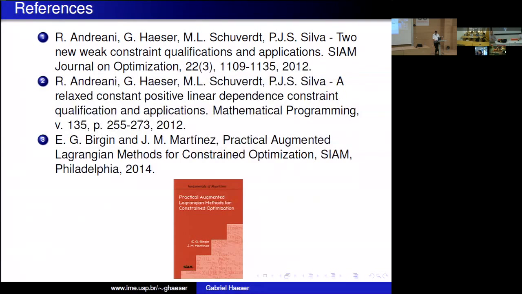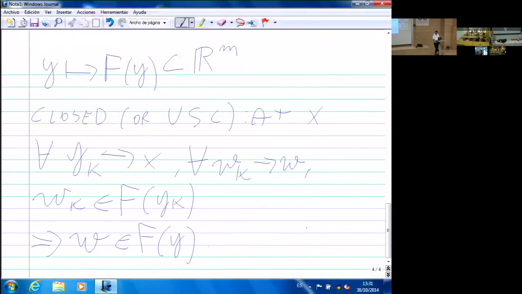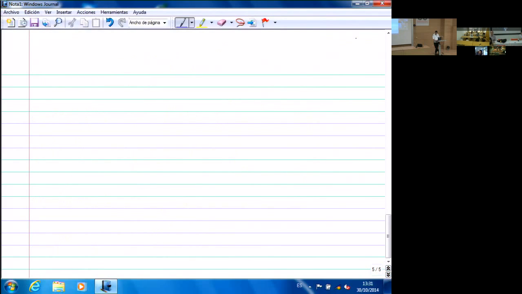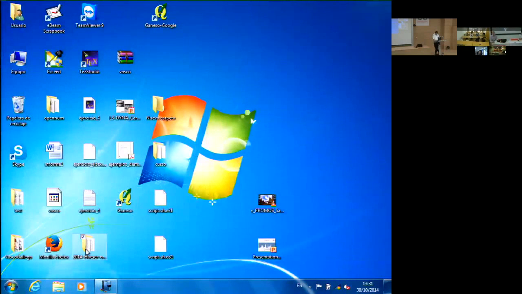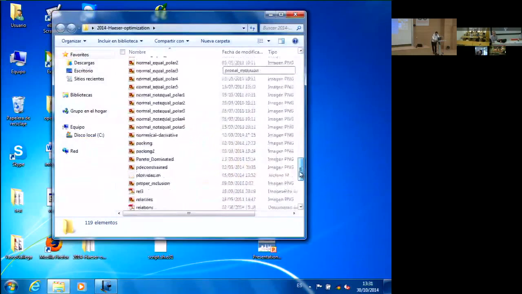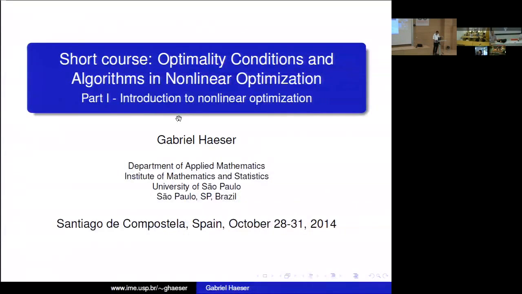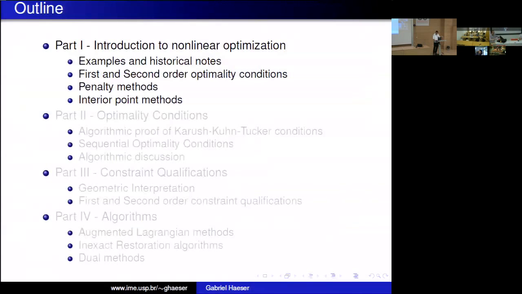And okay, since we have some time, we have 30 minutes, I will go back and talk about the interior point methods, if that's okay with you, if you don't mind. So let me open here Part 1. In the next lecture, we will focus on algorithms. So maybe I should start mentioning the interior point method here.